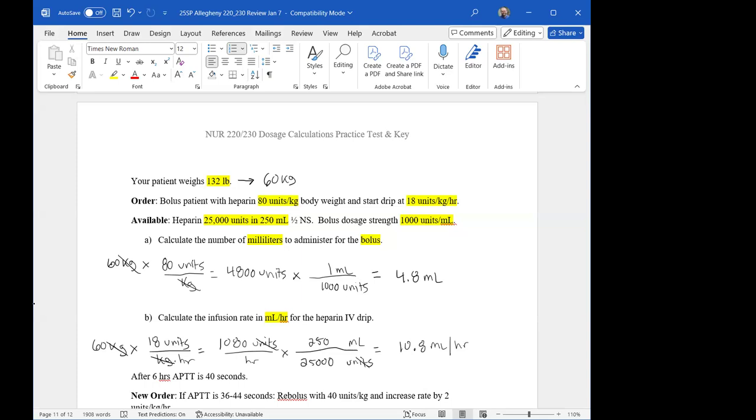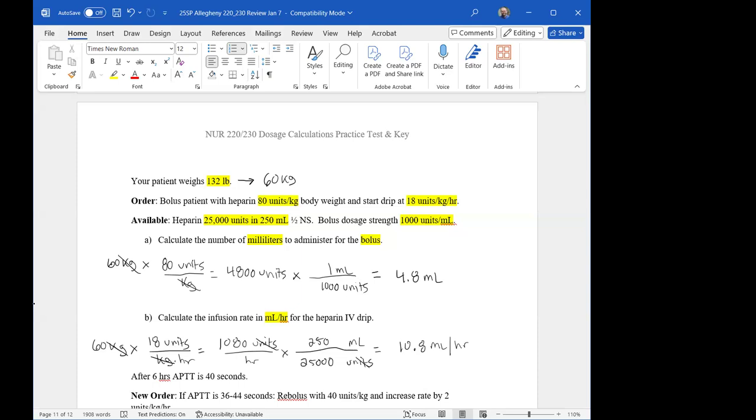So if you've seen this a couple of times now, hopefully it's starting to click, at least the flow of it. If you have an easier way to do this and you're getting the right answers, great. When I do these problems, in my mind, if I'm following just the standard weight-based protocol, the only thing I'm going to do is take the patient's weight in pounds, divide by 2.2, and if I'm calculating a bolus, multiply by 80, divide by 1,000. And then that's my answer.